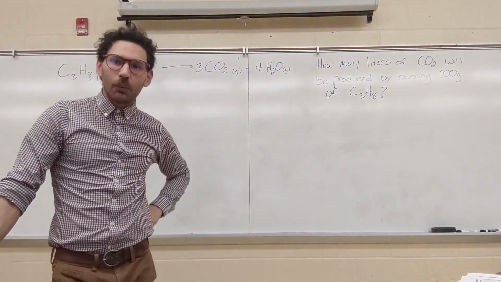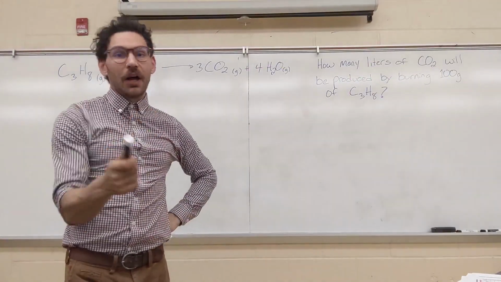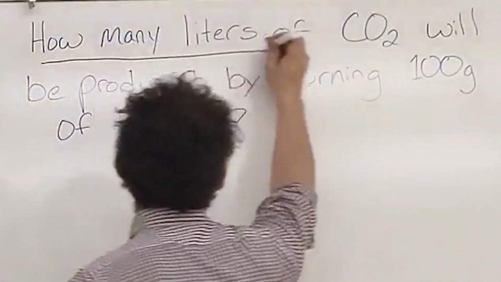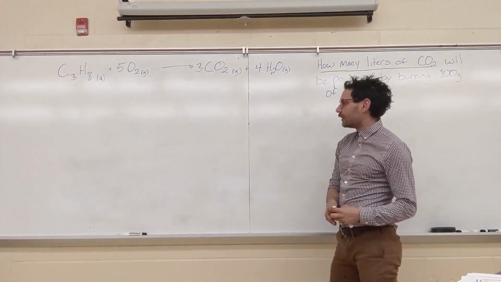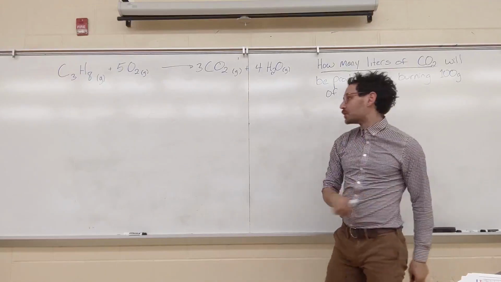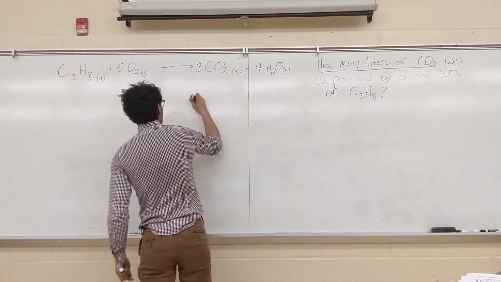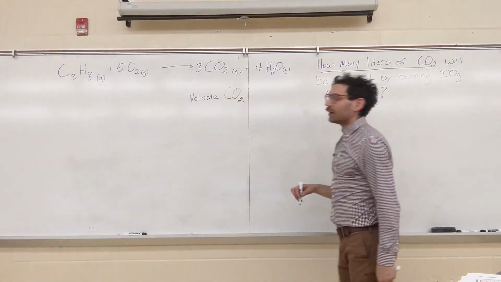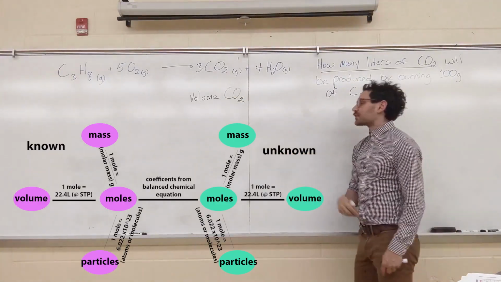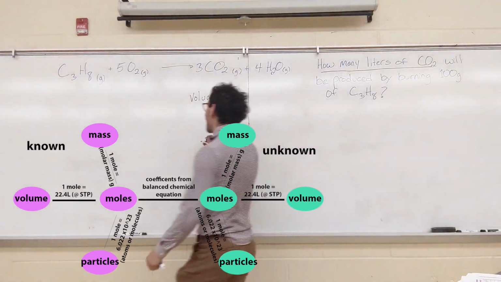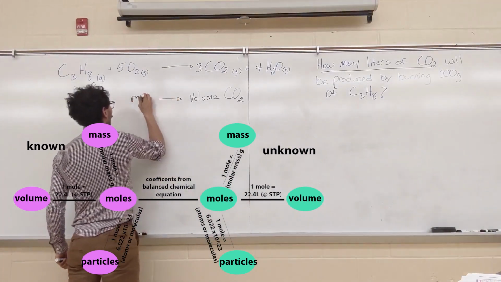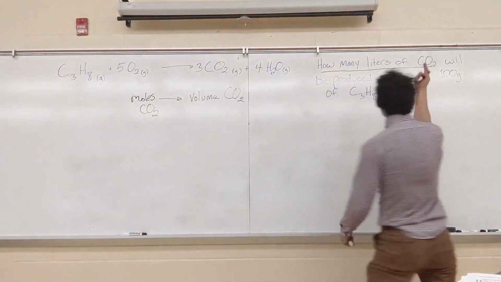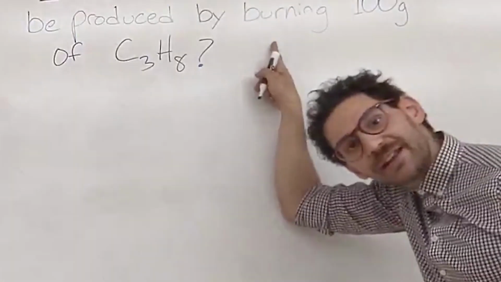So for starters, we need to figure out what we already know and what our unknown is. Well, it's pretty clear our unknown is what we're being asked for. How many liters of CO2? So our unknown is going to be our CO2, and we want to get to our volume of CO2. Well, if we check out our diagram, there it is. There's only one way to get to a volume of CO2, and that's if we already know our moles of CO2. Well, we don't know anything about CO2 in this problem right now.